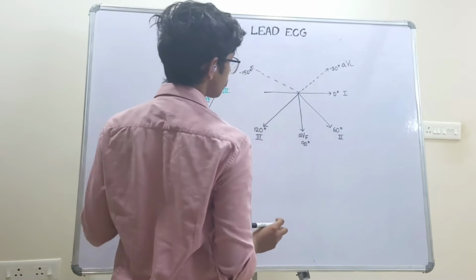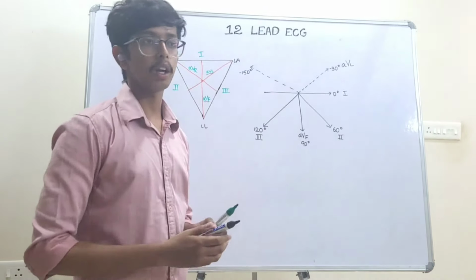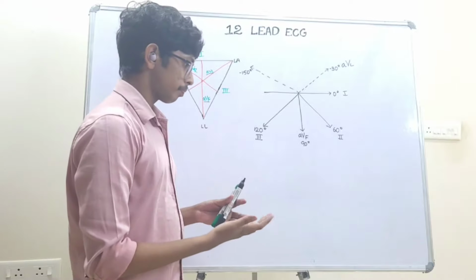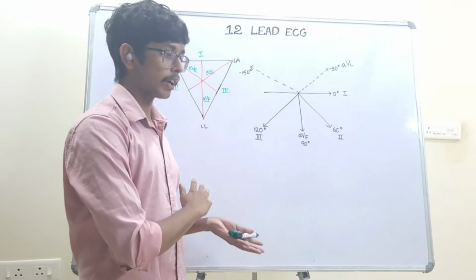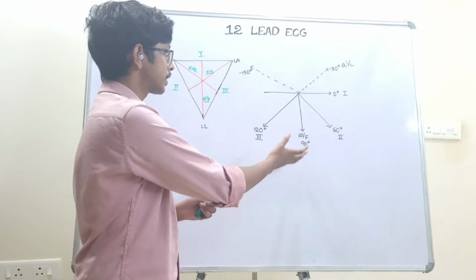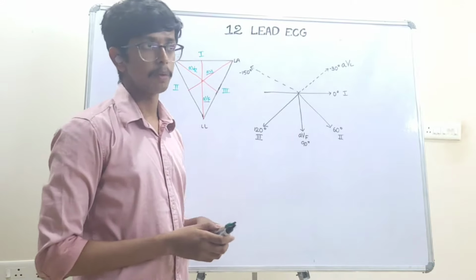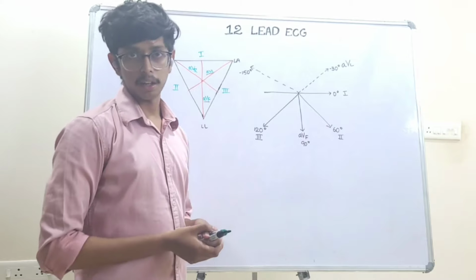This hexaxial representation is very important when we are trying to determine the axis of the ECG. When it is left axis deviated or right axis deviated, this hexaxial representation will be very useful to us, which we'll be discussing in the further chapters.